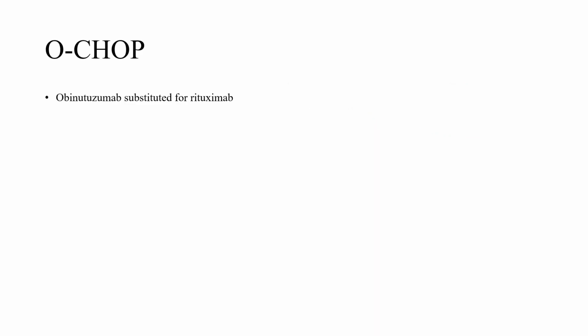What about O-CHOP? Like we said before, obinutuzumab can be substituted for rituximab in many of these. Obinutuzumab, same mechanism of action as rituximab, remember, a CD20 monoclonal antibody. And previously, obinutuzumab had shown some greater direct cell death properties, as well as antibody-dependent cellular cytotoxicity and phagocytosis activity than rituximab. So the thought process was maybe obinutuzumab is just a stronger rituximab. So what if we substitute it in some of these regimens? Would we get a better result?